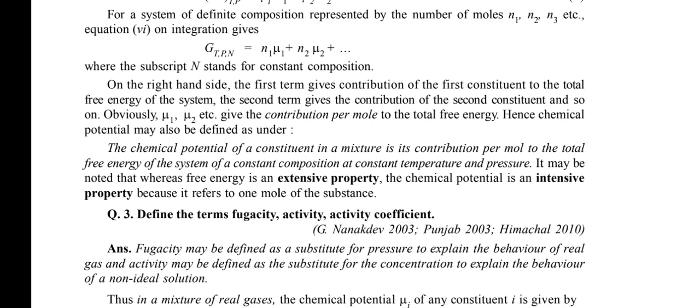Hence, chemical potential may also be defined as follows: the chemical potential of a constituent in a mixture is its contribution per mole to the total free energy of the system of constant composition at constant temperature and pressure. It may be noted that whereas free energy is an extensive property, the chemical potential is an intensive property because it refers to 1 mole of a substance.